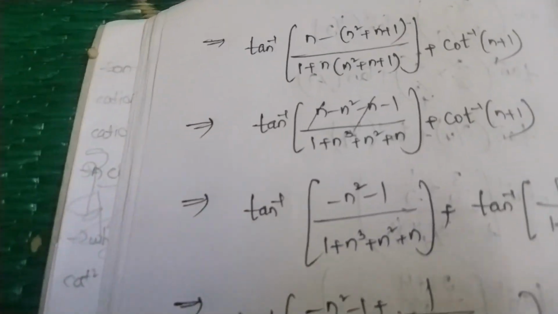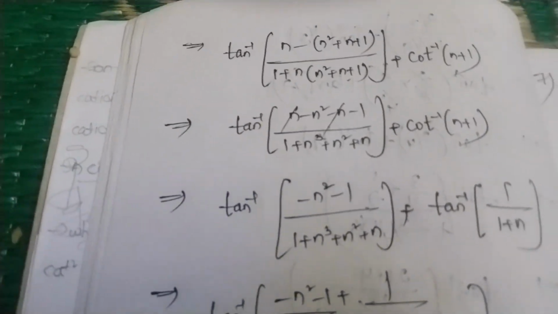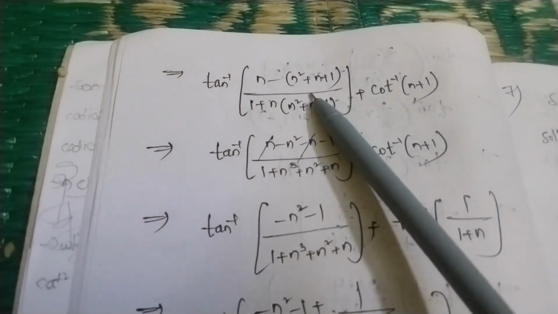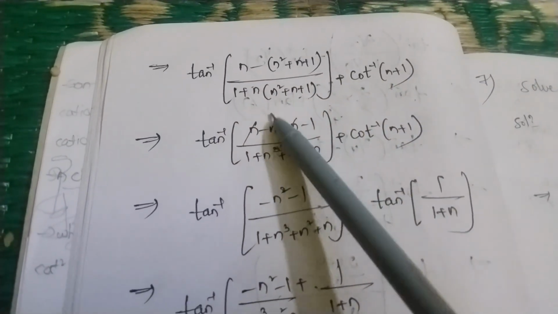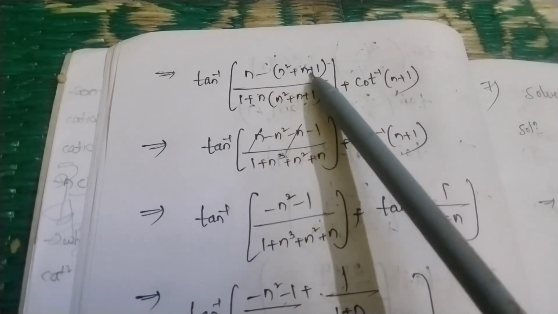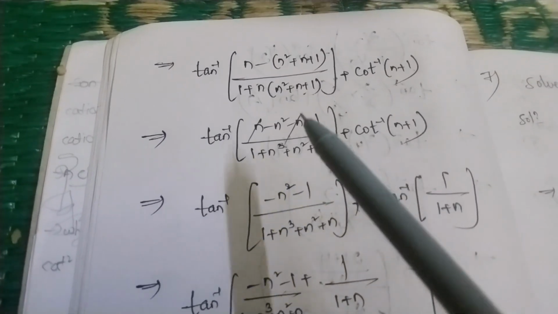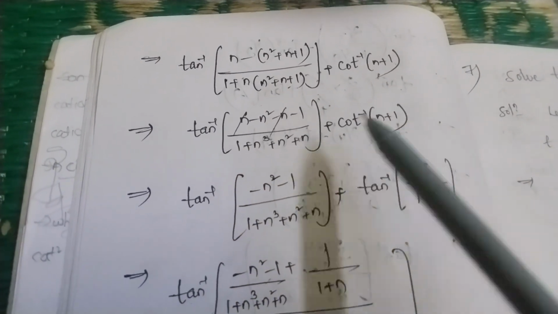Now here the x value is n, and the y value is n square plus n plus 1. Substitute here x minus y by 1 plus xy, and we have cot inverse of n plus 1. Now multiply this bracket with the negative sign, so it gets cancelled out. So plus cot inverse of n plus 1.